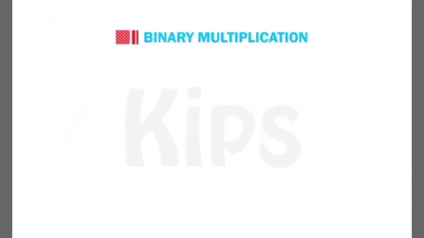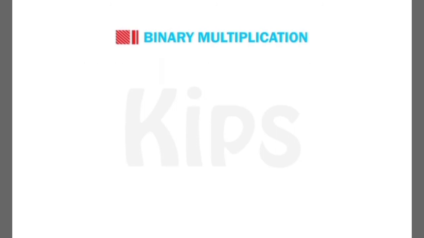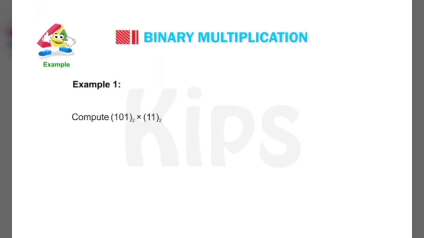So binary multiplication. In binary multiplication, we follow the same rule as decimal number system. 1 multiplied by 0 is 0. 0 multiplied by 1 is 0. So anything multiplied by 0 is 0. And 1 multiplied by 1 is 1. So here's the first example.